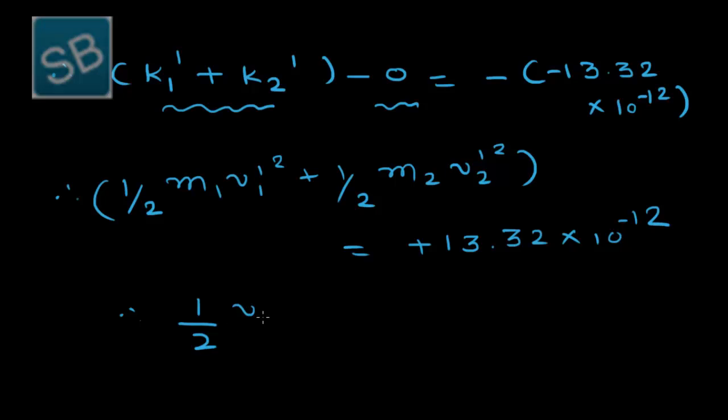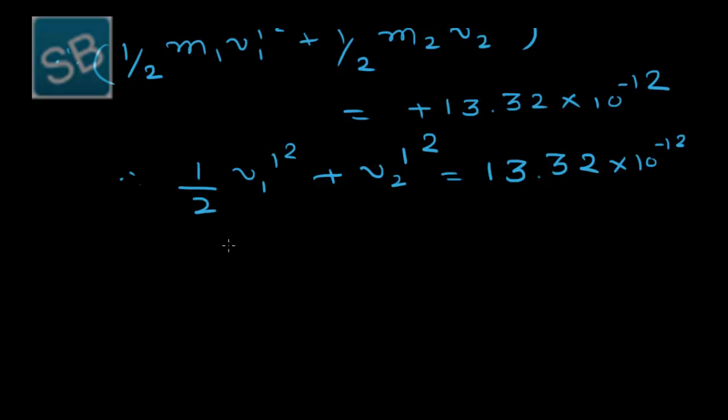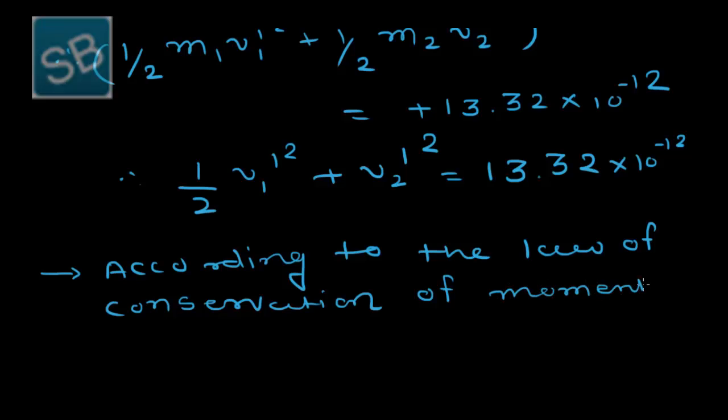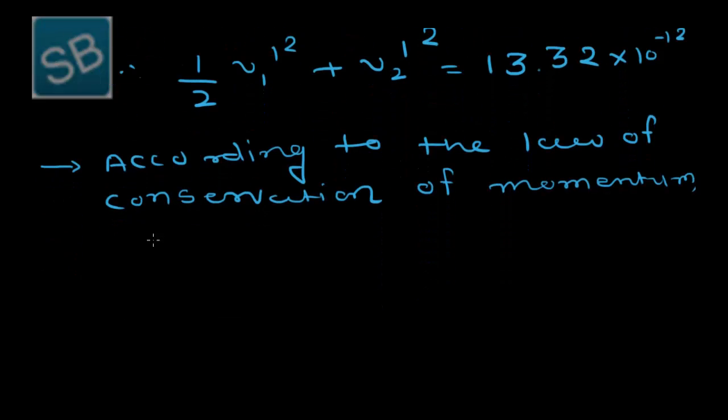So first value will be half v1 dash square plus, here m2 is equal to 2, so 2 2 are cancelled. So it is plus v2 dash square is equal to 13.32 into 10 to power minus 12. And therefore we have this equation now, and also according to the law of conservation of momentum, final momentum is equal to initial momentum.